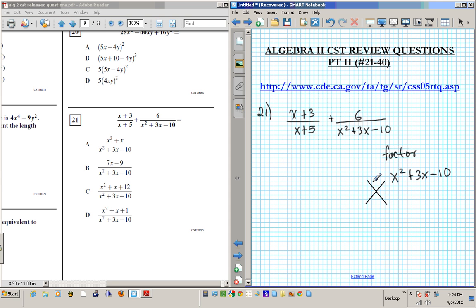AC is -10 and B is 3. What two numbers multiply to give you -10 and add to give you 3? I think 5 and -2, right? 5 times -2 is -10. 5 minus 2 is 3. So I'm going to put that in the center. x squared plus 5x minus 2x minus 10.